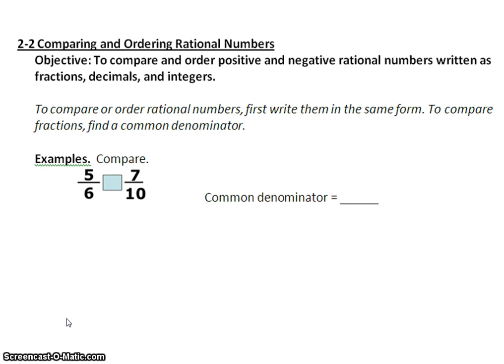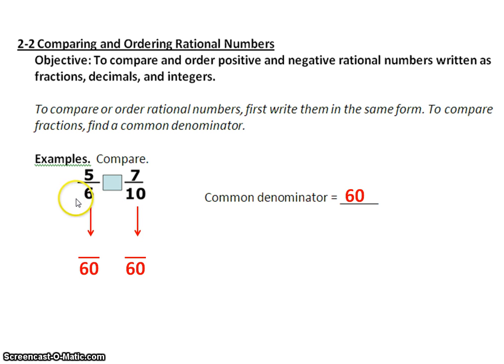To compare fractions, we must find a common denominator. In this first example, we have two fractions, 5/6 and 7/10. We need to find a common denominator. We can do that simply by taking the two denominators and multiplying them together, and that would come up with a common denominator of 60. So 5/6 and 7/10, we are going to write equivalent fractions of both of those, and they're both going to have a denominator of 60.